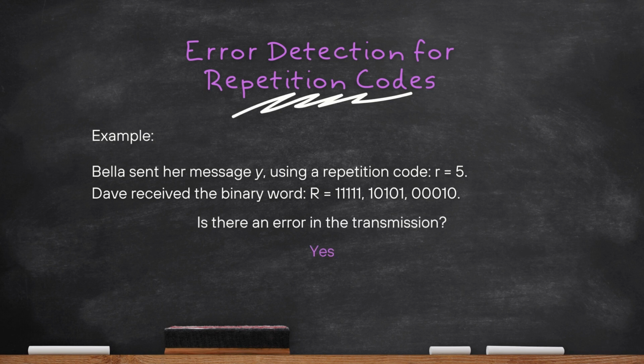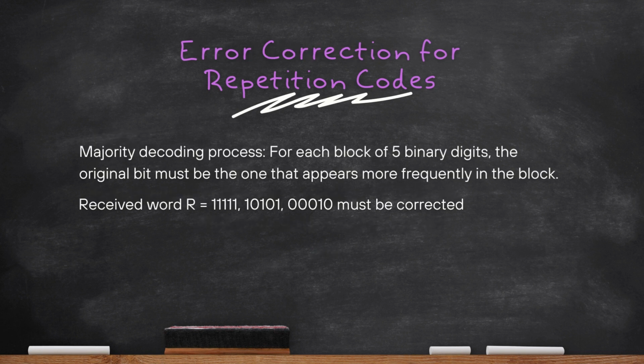The answer is yes. And this is because Dave was supposed to receive a binary word with a repetition code of 5. But as we can see in the message that he received, there was only 1 bit that was repeated 5 times. So according to the majority decoding process, for each block of 5 binary digits, the original bit must be the one that appears more frequently in the block. For example, let's take the received word r equal to 11111, 10101, and 00010. It must be corrected.